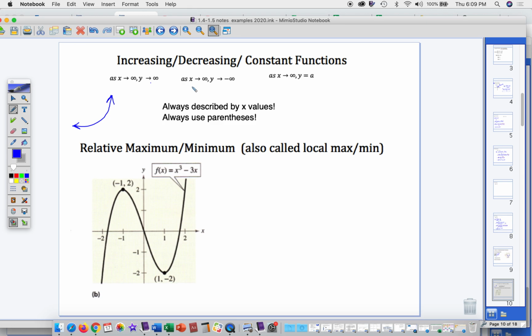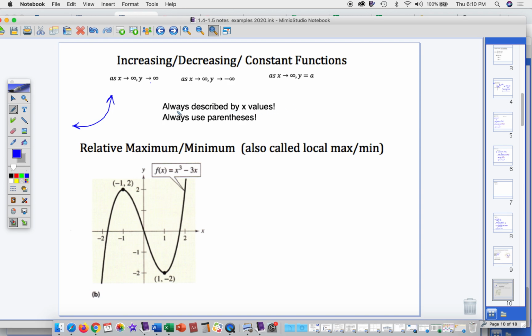For decreasing, this means that as x approaches infinity, or as x gets larger, y is getting smaller, or decreasing. It's approaching negative infinity. So this is the type of notation that we often use. For constant, as x approaches infinity, y is equal to a. So this means as x is getting larger, y is just always equal to some constant that we're calling a.